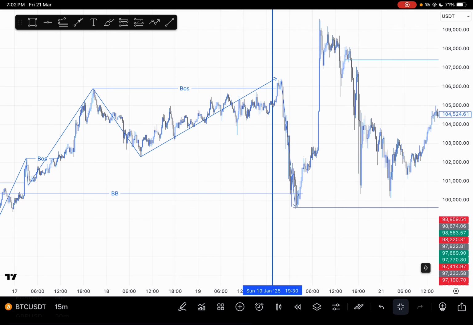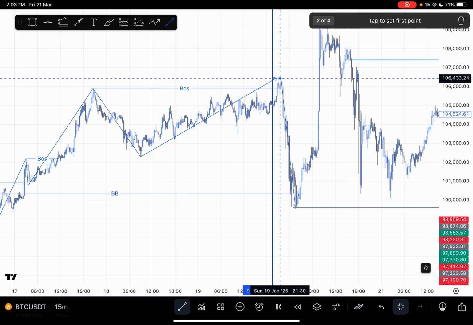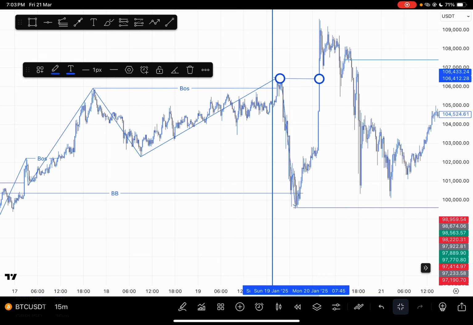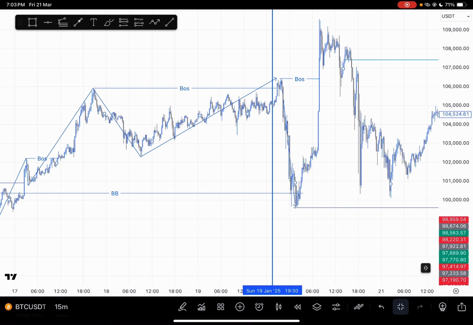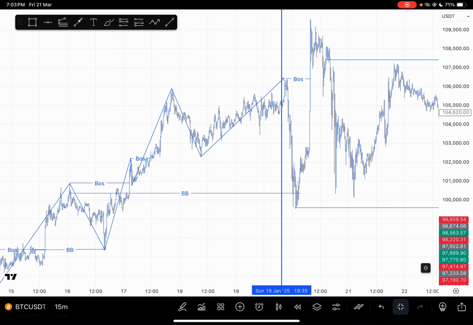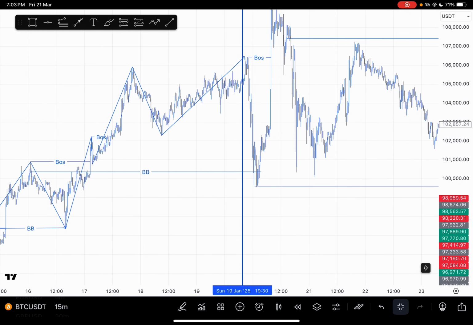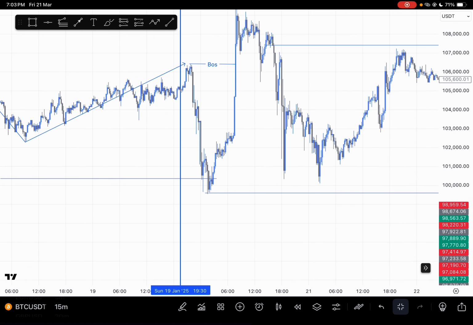So now from this point, this is the final break of structure here. So we have to remove this break of structure here. So that's the final break of structure. Final break of structure there. So now after the final break of structure, what should you look for next? Look for breaker blocks, or you look for order blocks that price will eventually tap into.